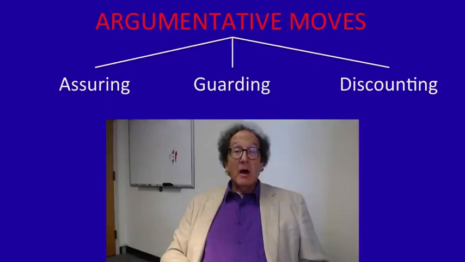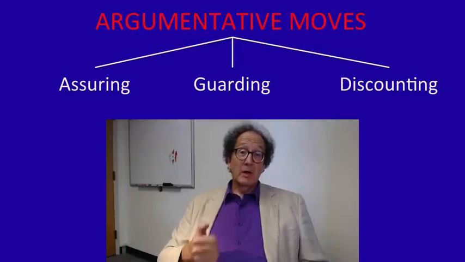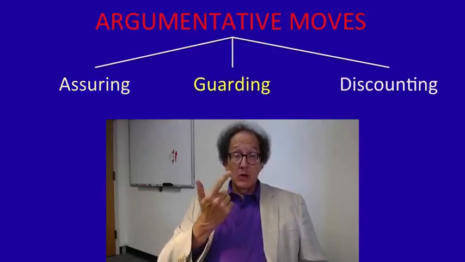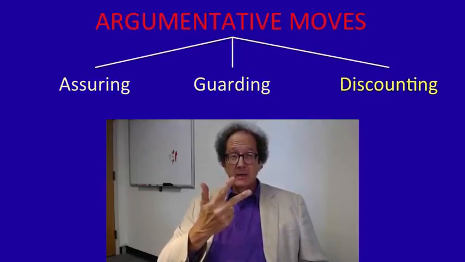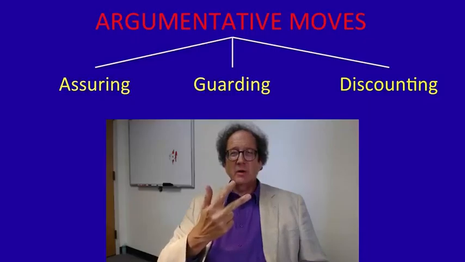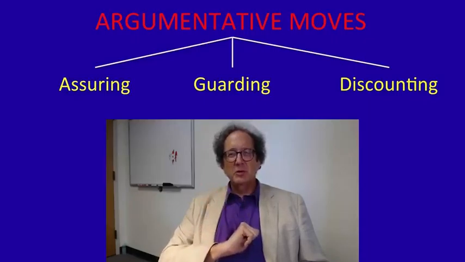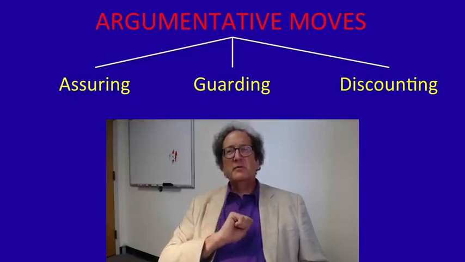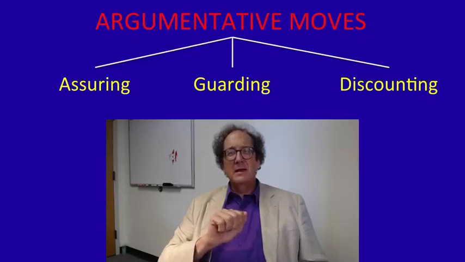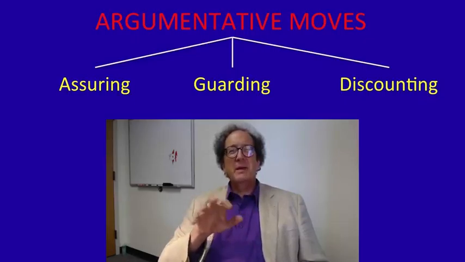Now, you should have a pretty good grasp on assuring, guarding, and discounting. Three common moves in argument that are aimed at stopping the skeptical regress and building common assumptions with the people you're talking to. Let's do a few exercises in order to contrast these three and make sure you understand them.